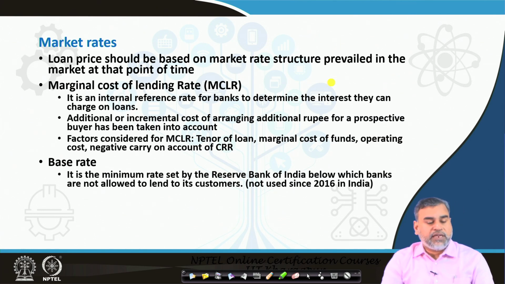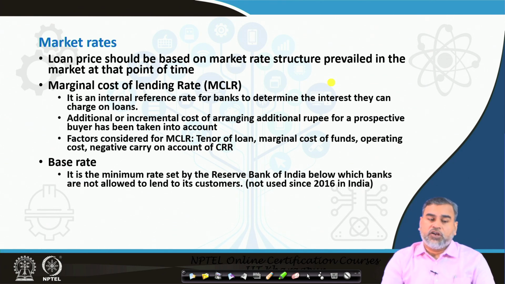So, how is the MCLR calculated? It is nothing but the additional or incremental cost of arranging an additional rupee for a prospective buyer. Whenever we calculate this MCLR, we take into account how much incremental cost we are going to incur in arranging a prospective buyer for that particular loan.